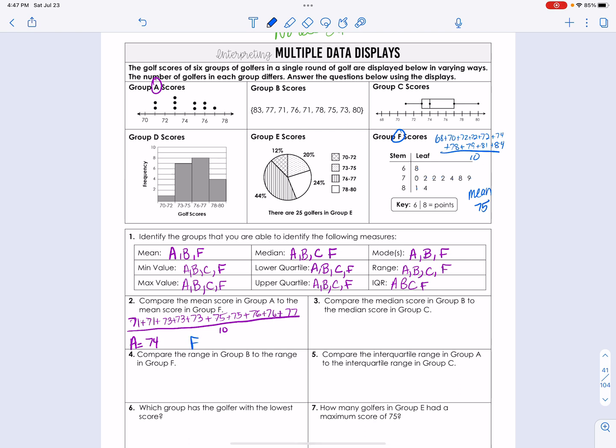So F is 75. So if I compare them, A is lower. So that means they're better, right? Because you're playing golf, so you want to be low. Okay, all right, so let's look at question B. Compare the median score in B to the median score in C.